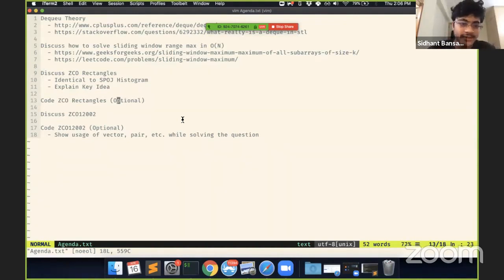Then coding the histogram rectangles will be optional. I'll just ask you guys if you think we should or not, and then we'll discuss problem 1202, and I think we should code this one out because the STL usage in this question is actually pretty good. Yeah, that's pretty much the agenda.